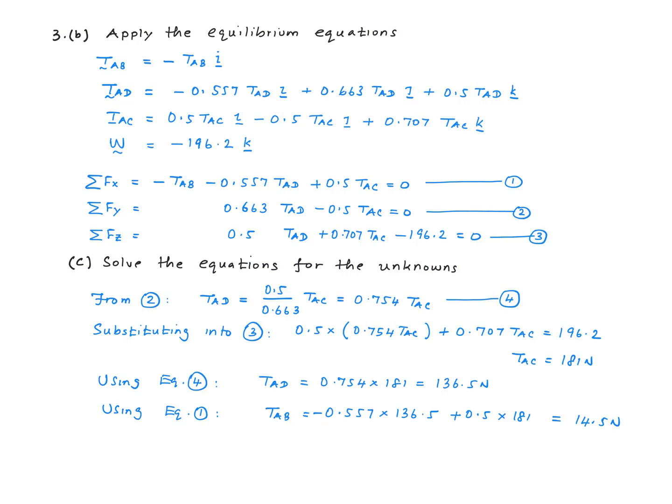So finally, I get these numbers. TAC is 181 Newton. TAD is 136.5 Newton. TAB is 14.5 Newton. We note that they are all positive numbers and therefore the forces in these cables are actually tension, the way they are supposed to be.